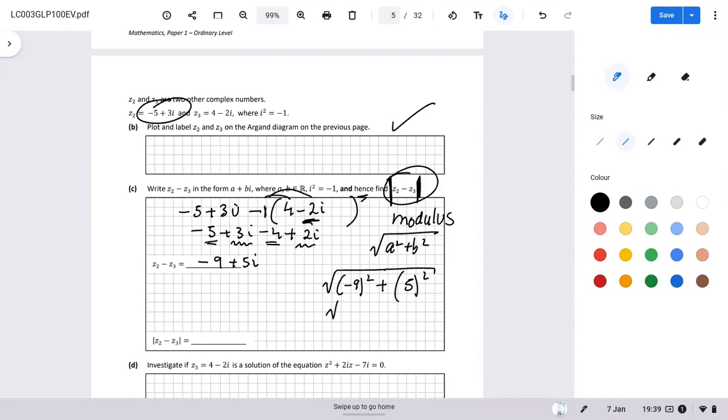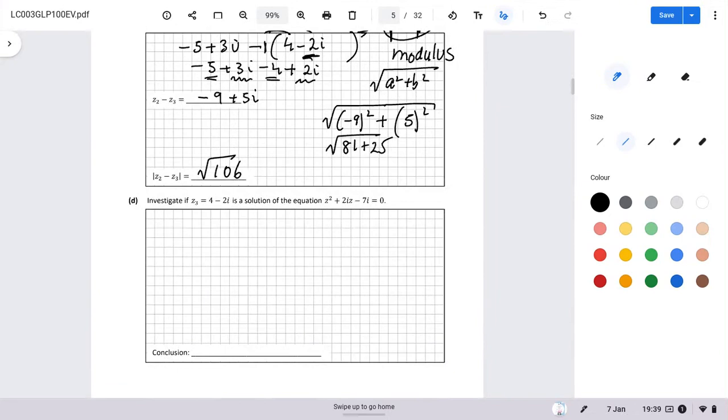So we work that out, we get the square root of 81 plus 25. Fire that into your calculator. The square root of 106, and it doesn't simplify down any further, so that's it in surd form.